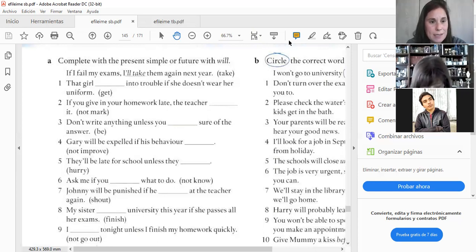Number 3, Marta, please. Don't write anything unless you are sure of the answer. Excellent. Unless you are, yes, Marta, very good. Unless you are sure of the answer. Very good. Nico? And Gary will be expelled if his behavior doesn't improve. Excellent. Very good.